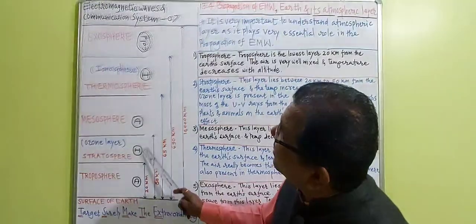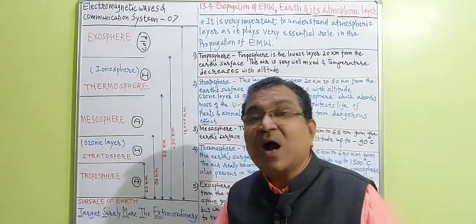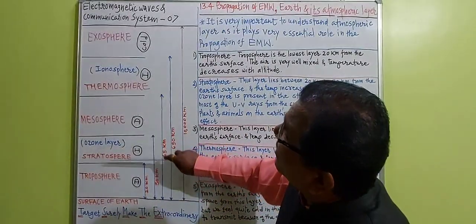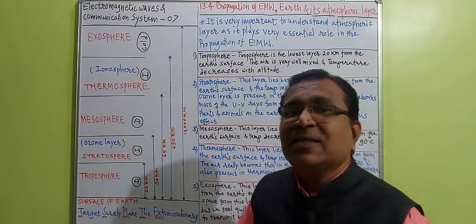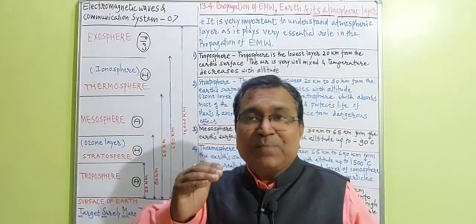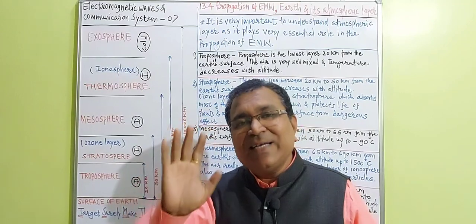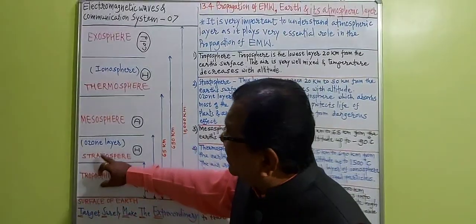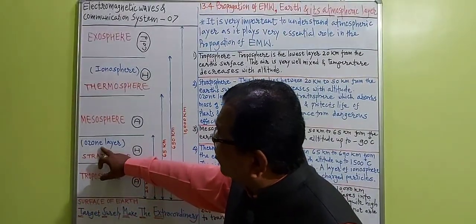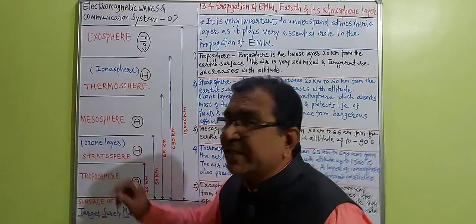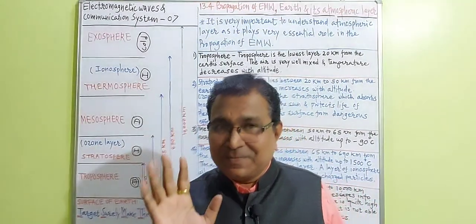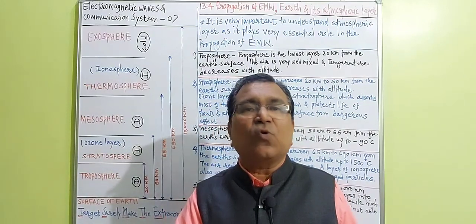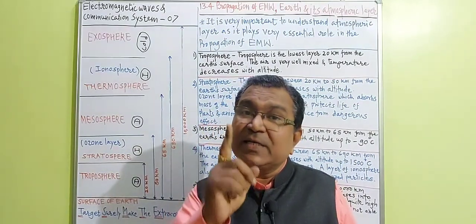Here I indicates the condition of the temperature. I, temperature increases from bottom to top. Temperature increases with altitude. Temperature increases with height. Altitude means height. Here another important layer is present just above the stratosphere, we call it the ozone layer. This ozone layer plays a very important role in our everyday life, dear student.